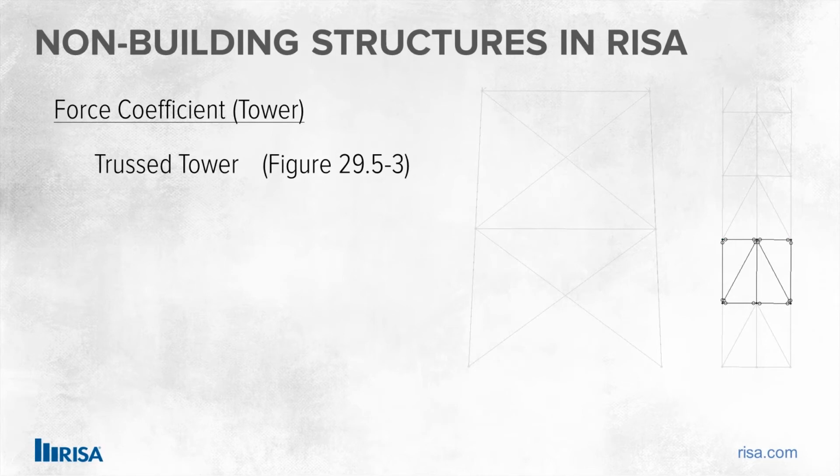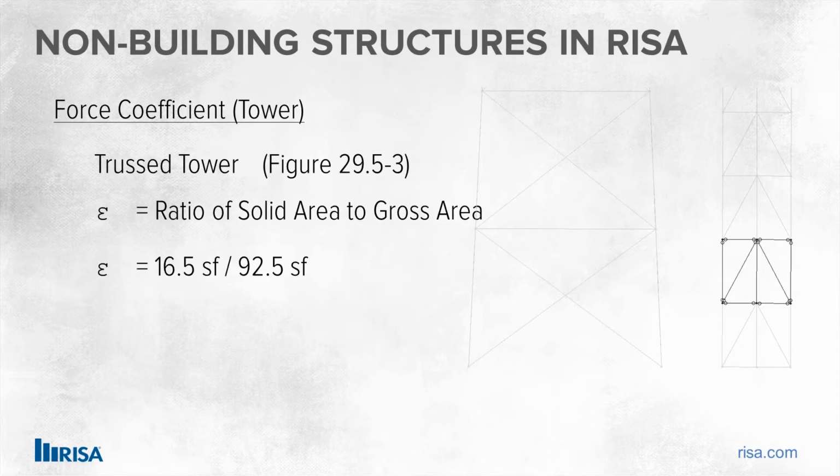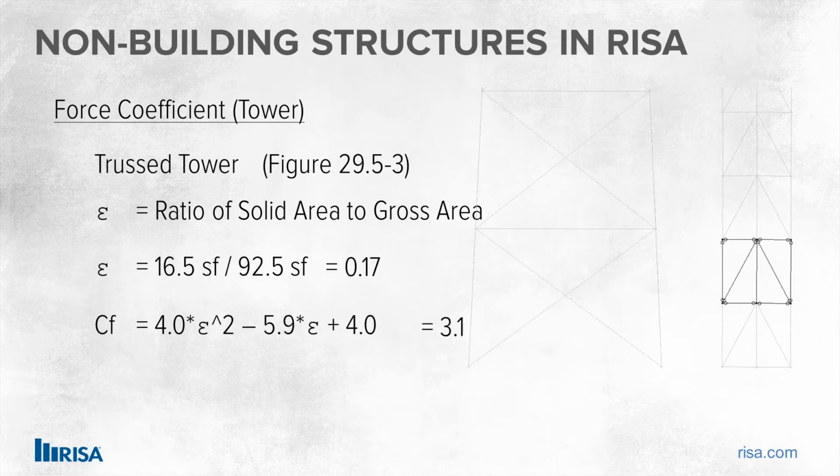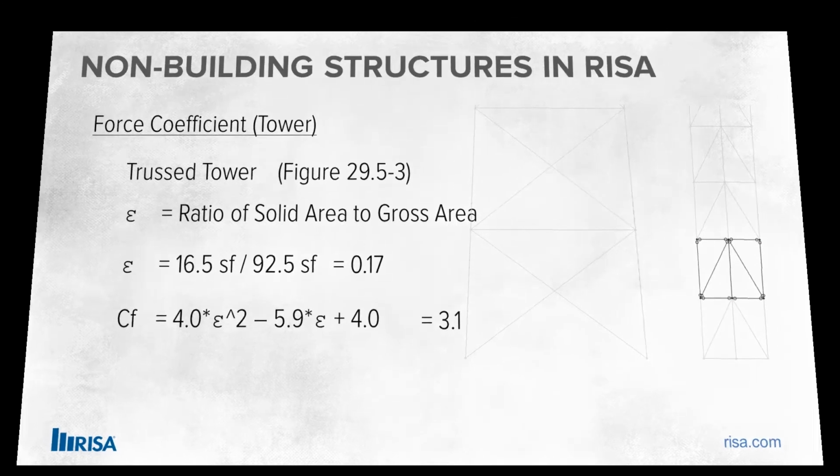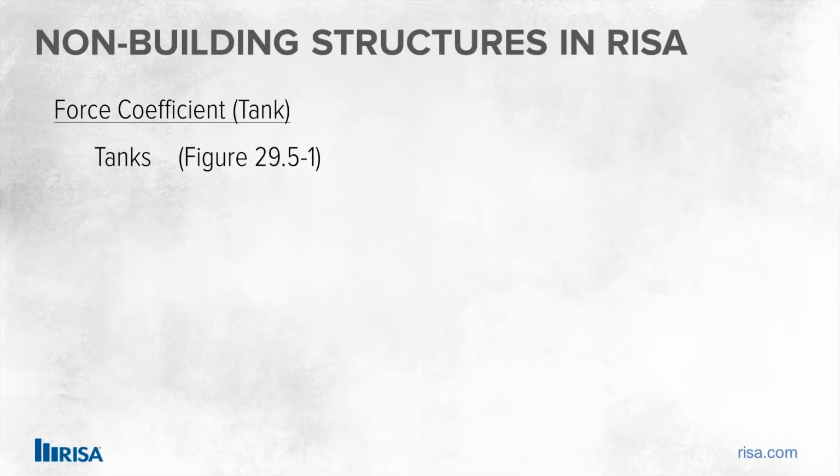Next, we want to talk about the trussed tower over here. We were just talking about the tank legs. On the trussed tower, we find that we actually have nearly the same ratio of solid area to gross area. It's 0.17 once again, and so we have the exact same force coefficient in this case, 3.1.